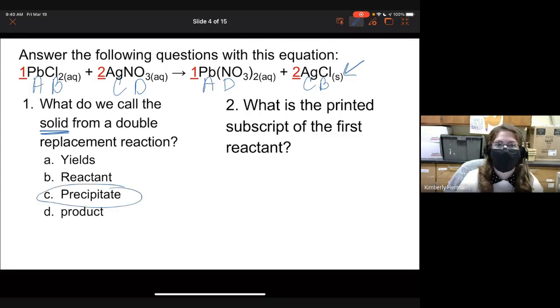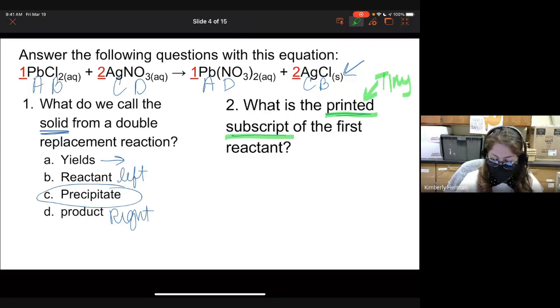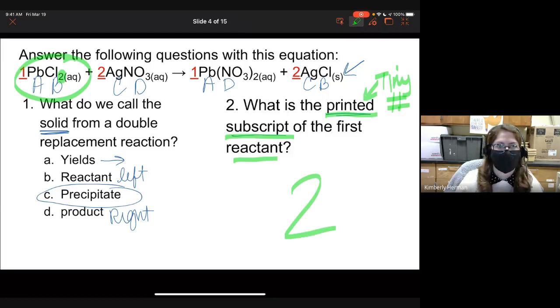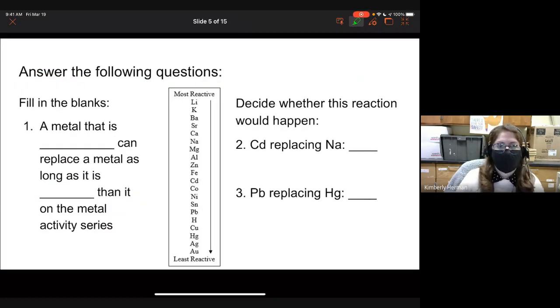But you can do a process of elimination. You know the yields represents the arrow. The reactant represents our left formulas, and then our product represents those right formulas. Okay, what is the printed subscript for the first reactant? So if we're looking at the printed subscript, we're looking for the tiny number. So let's take a look for our first reactant, and we're going to see the one that's pre-printed is a 2 for that one.